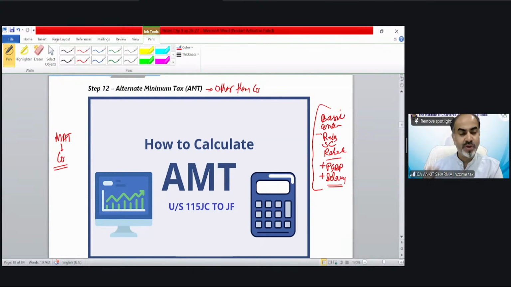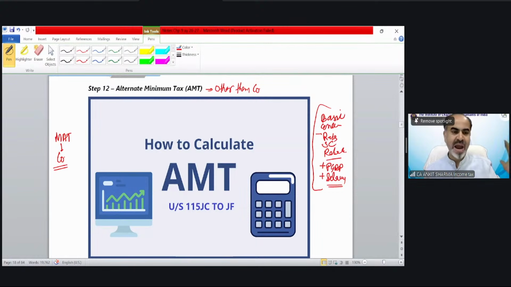But I'm just trying to tell you where AMT has originated from. It is not an independent concept. This concept has been derived from the MAT concept, and you can see the name is also just changed like that. MAT was minimum alternate tax, and they have changed it to alternate minimum tax. They could also have done MAT for company, MAT for others, but they said no, we will find a new name. So the AMT concept is fully based on MAT.